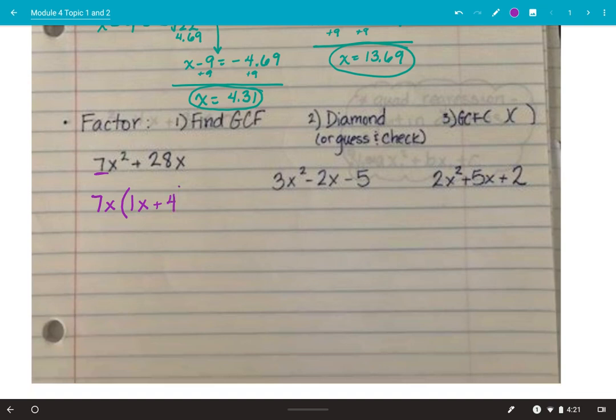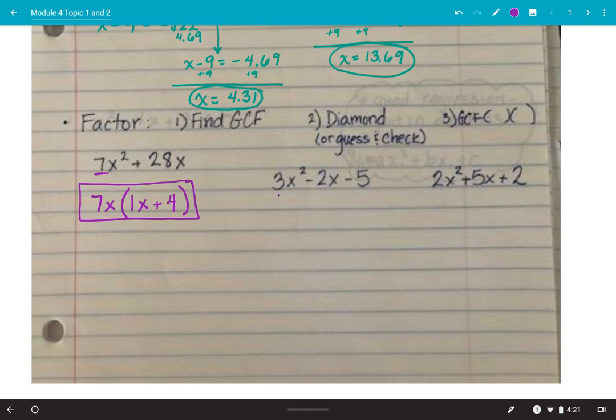I had an x. I took it out. Now, since I don't have any x squareds anymore, I'm done. That's my answer. Always look for GCFs. It's going to make your life a lot easier. Now, the next one, this one has no GCF because the smallest number is 2. I can't divide 5 by 2.